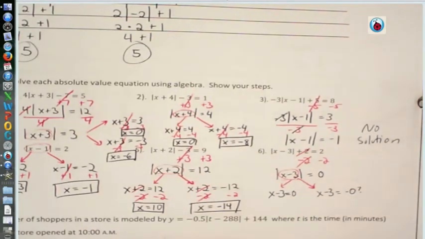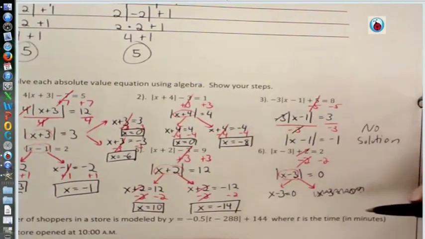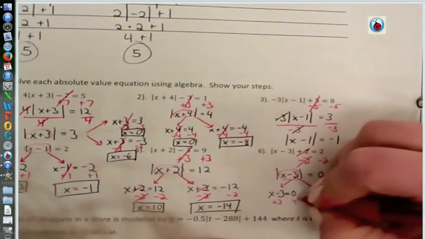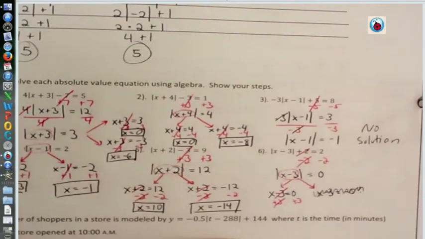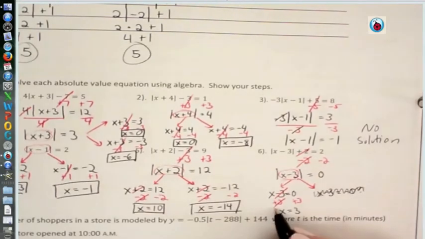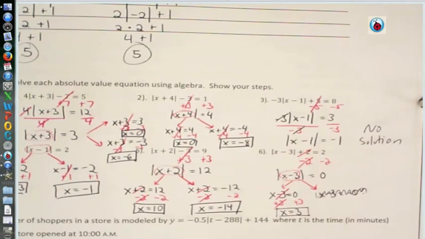Well, 0 isn't really positive or negative, so really these are both the same equation, so I don't need to solve the same equation twice. I'll just do x minus 3 equals 0. I'm going to add 3 to both sides. Minus 3 plus 3 cancels, and I get x equals 3 as my answer. This is the rare case where we get one answer to an absolute value equation instead of two different answers.